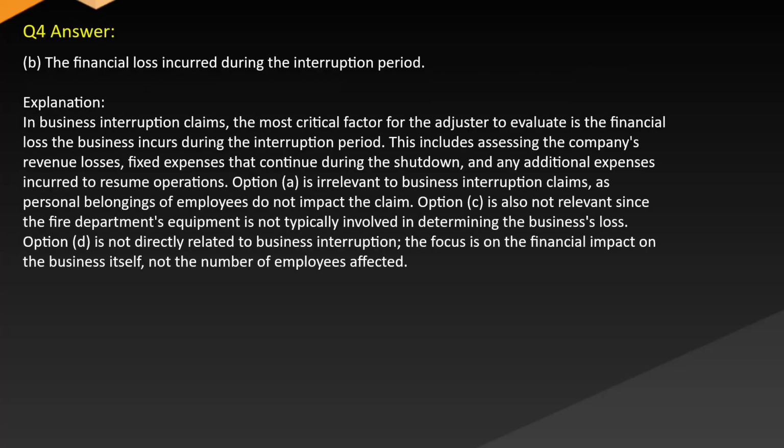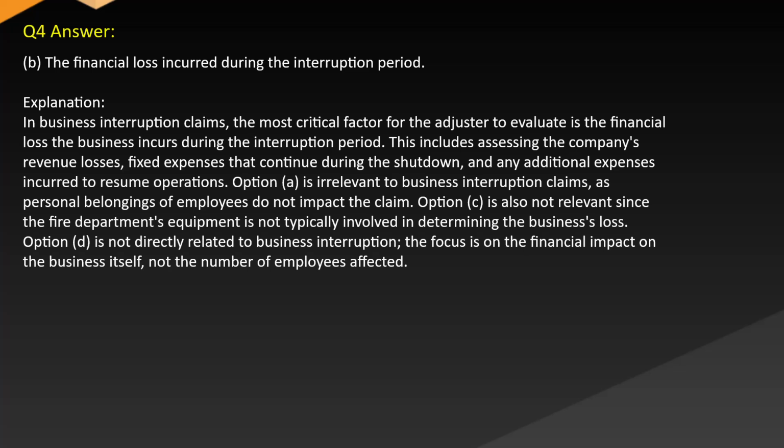Answer: B. The financial loss incurred during the interruption period. Explanation: In business interruption claims, the most critical factor for the adjuster to evaluate is the financial loss the business incurs during the interruption period. This includes assessing the company's revenue losses, fixed expenses that continue during the shutdown, and any additional expenses incurred to resume operations.